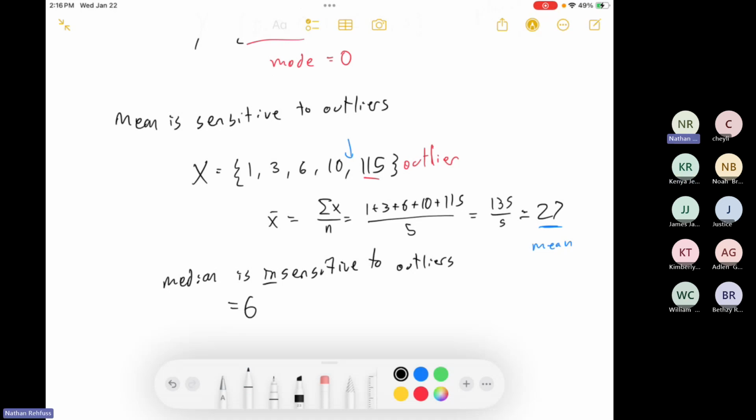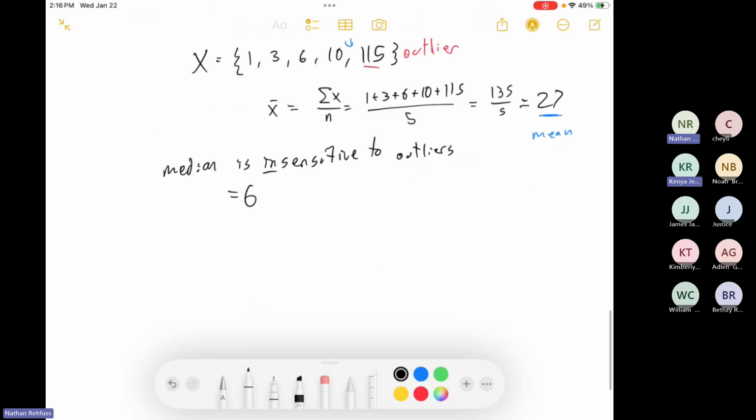So if you have outliers in your data set, that's when the median can become more useful than the mean. But if you don't have outliers, we like the mean better because the median is only looking at one person's value. The mean, in its formula, it considers every single value in your data set. So typically, we're going to use the mean in this class, but now you can see the use of the median.